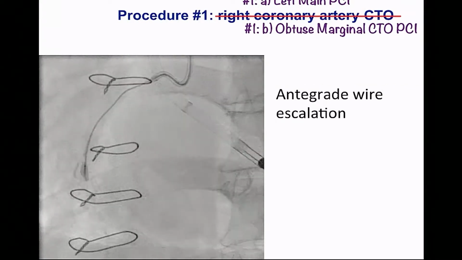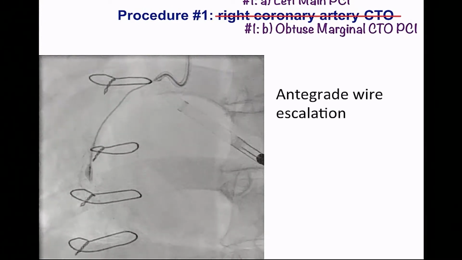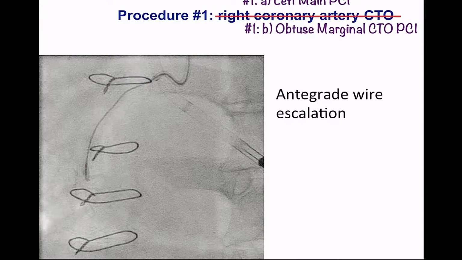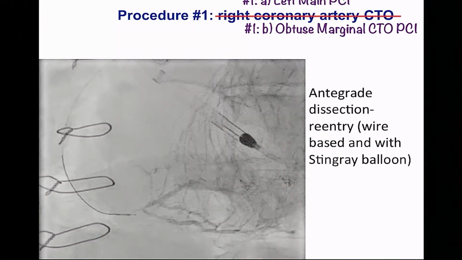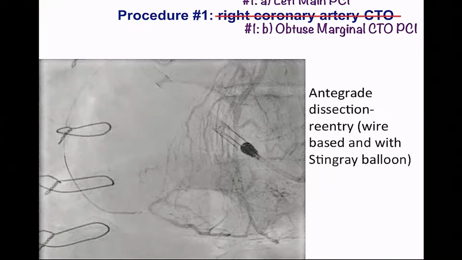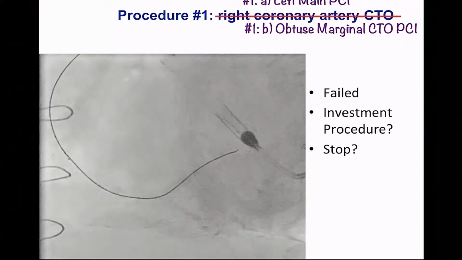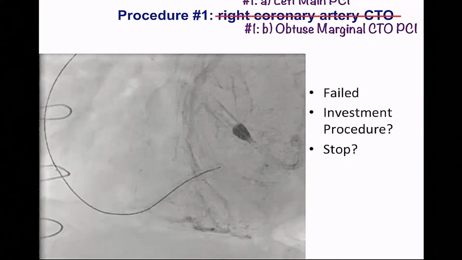At first, we did an antegrade wire escalation. Fielder XT again, Gaia, Pilot 200 didn't work. So we went for a dissection and reentry strategy with the Stingray balloon. It wasn't a really nice distal landing zone, but still we did try. But we were not able to re-enter with the wire. Should we call it an investment procedure?